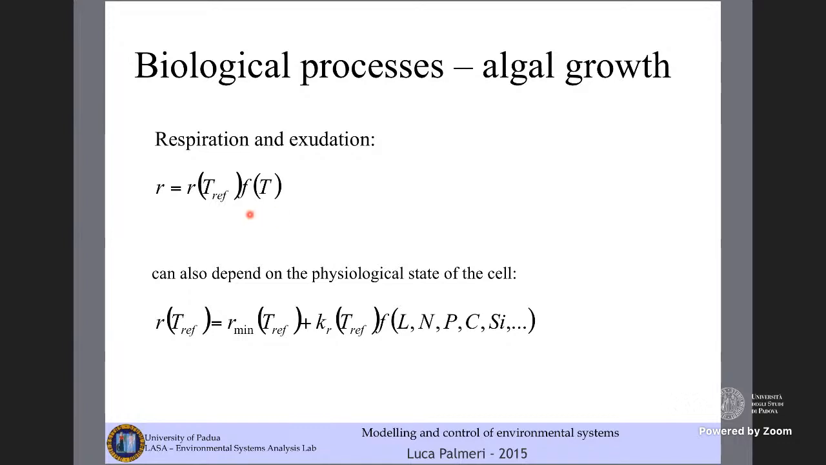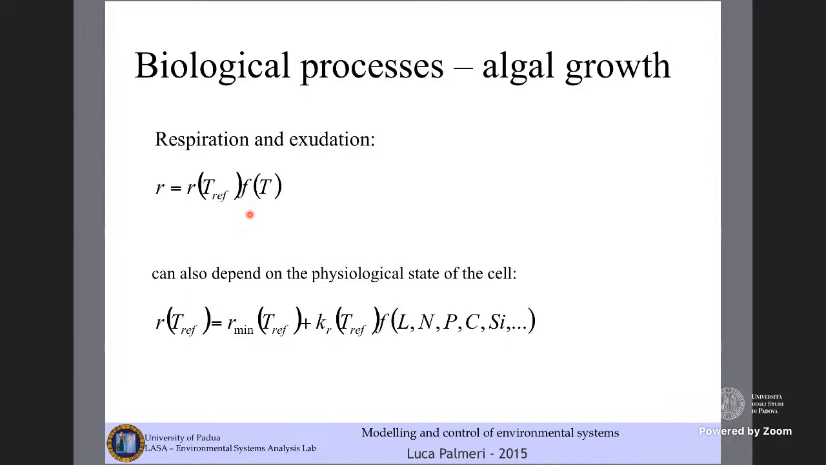These limiting functions, f(T), are all in the range 0 to 1, meaning that when the function is 1, there is no limitation at all, so you have the maximum possible performance of a process. When f is 0, you have total limitation, so the process cannot proceed anymore.